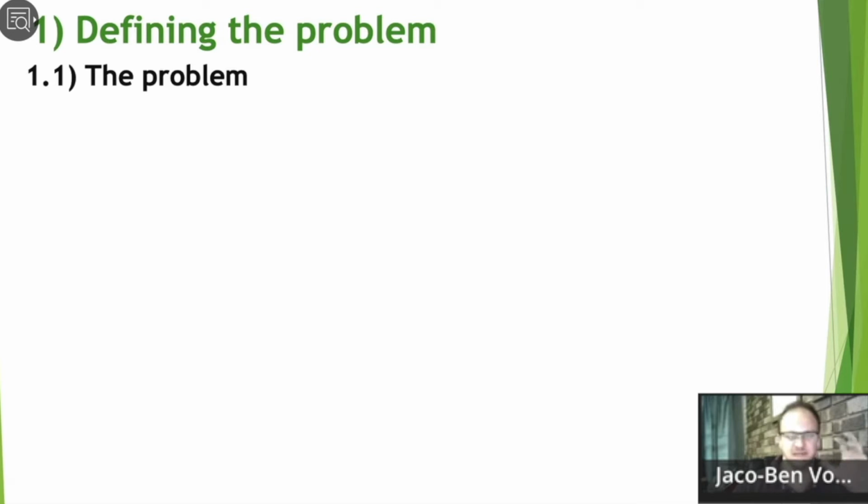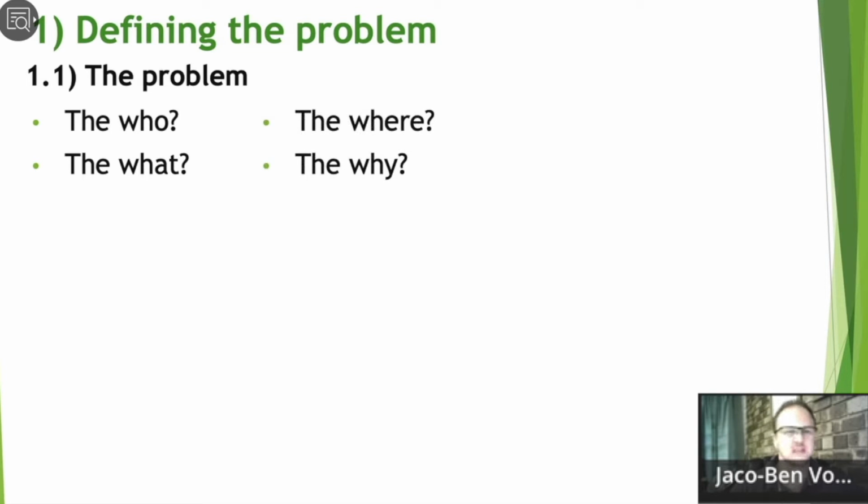So the first step, and I've divided defining the problem into actually 3 phases. The first part is just talking about the problem, right? And you need to be very specific. You need to talk about who's got this problem. What is the problem? Where are they experiencing this problem? Why is it a problem? Why is it important to solve this?